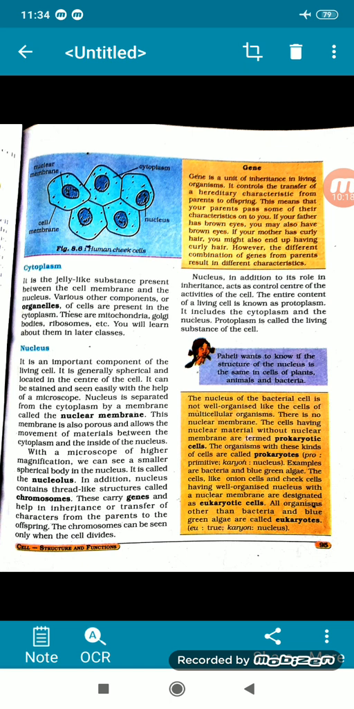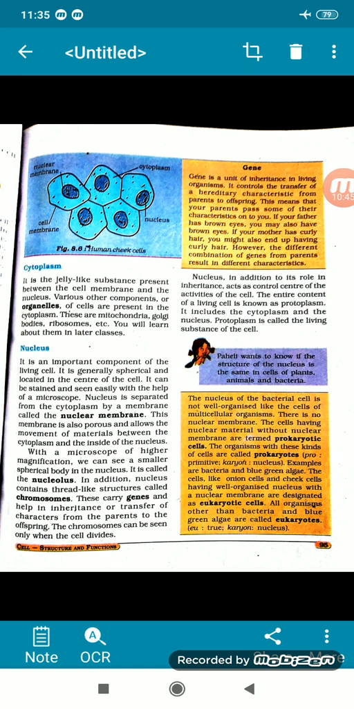What are chromosomes? They carry genes and help in inheritance or transfer of characters from the parents to the offspring. The chromosomes can be seen only when the cell divides. Now see, read, gene is given in the rectangle. If your mother has curly hair, you might also end up having curly hair. However, different combinations of genes from parents result in different characteristics.